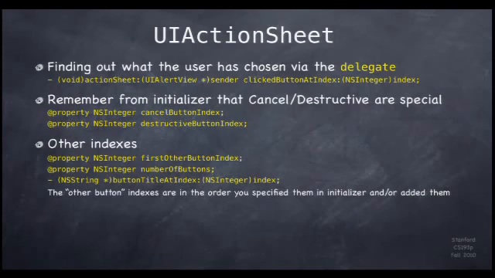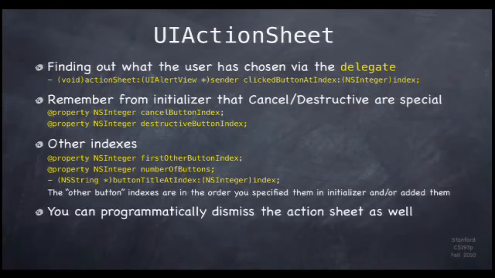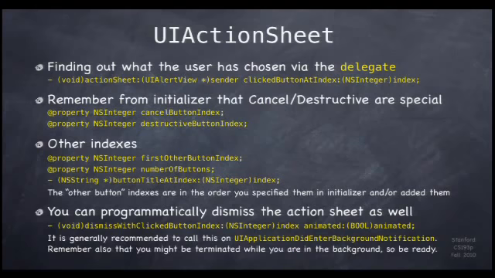Other indexes: you can get the index of the first other button. You can get the total number of buttons. And you can find out the button title at a certain index as well. You might compare that against some other data structure you have if you loaded this thing up using the add button method. And you can programmatically dismiss the action sheet as well. When the user clicks on something, that dismisses the sheet, but you can do it programmatically with this dismiss.